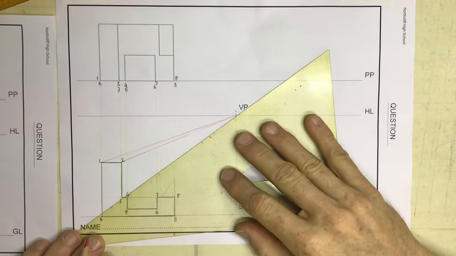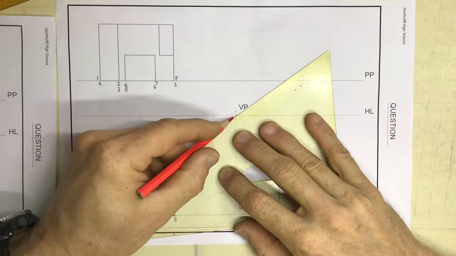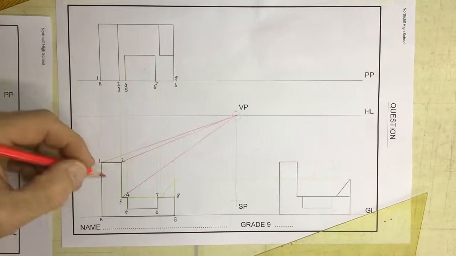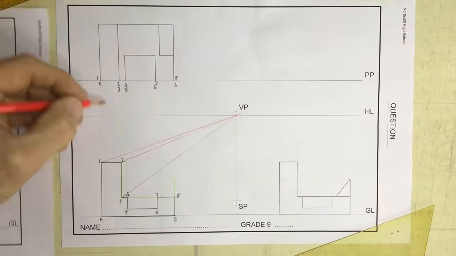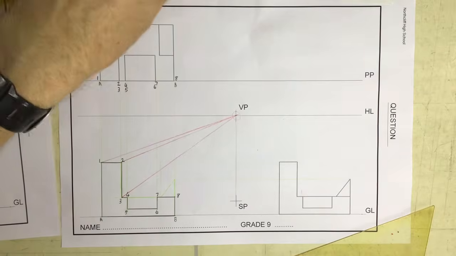Right, I'm going to draw another line coming across from 3 over there, and I'm going to then just have a look at that portion. You'll see that this portion over here goes all the way back to these corners at the back over here.